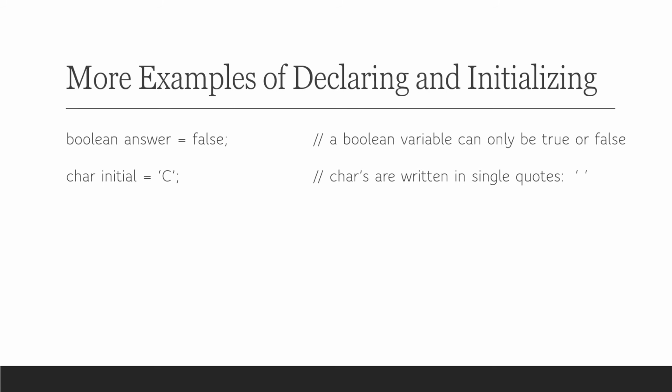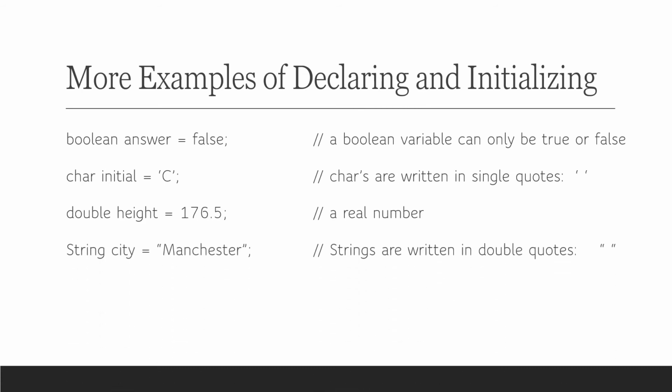Here's some more examples of declaring and initializing. You can do it all in one go. So we've got Boolean answer is our declaration, equals false. That's where we initialize. So the Boolean variable is only true or false. Remember that. Char initial equals C. Remember that chars are written in single quotes. Double height equals 176.5. Here's a real number. And string city equals Manchester. And remember that strings are written in double quotes.